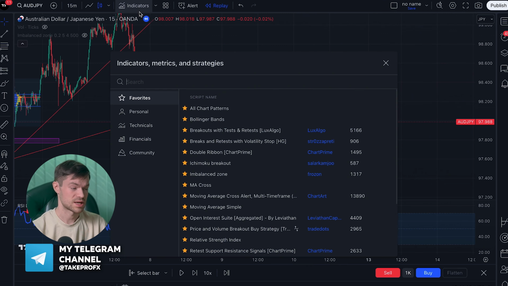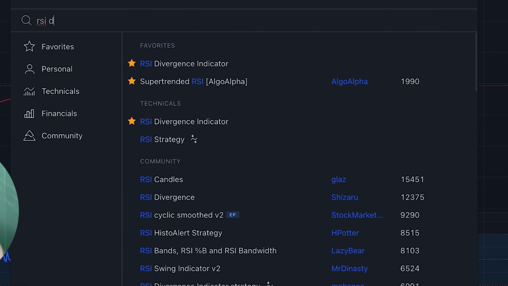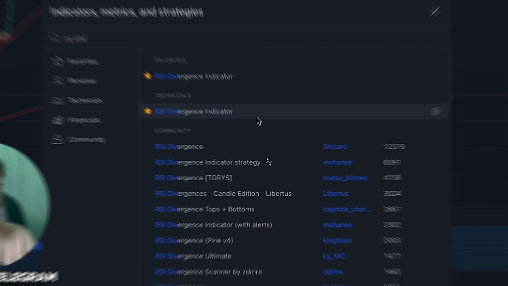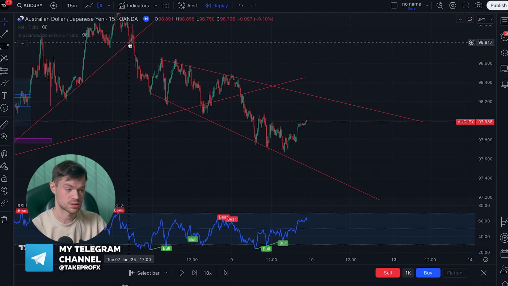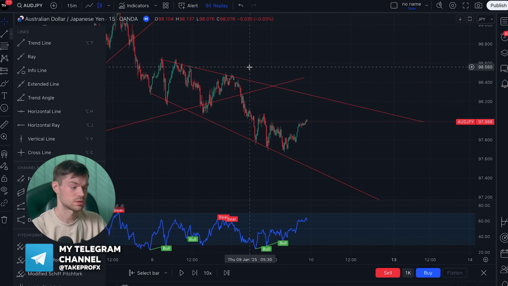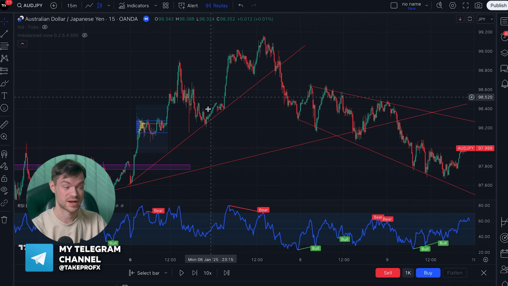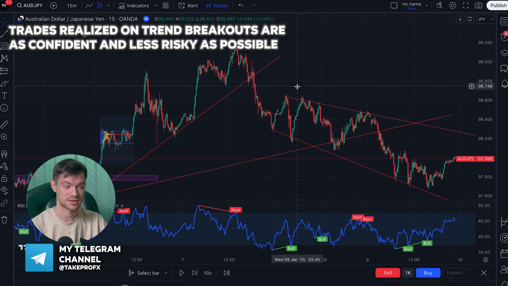Just go to the indicators panel and write here RSI Divergence. Here is a completely standard indicator from TradingView. I will also use the knowledge of technical analysis, and we are going to be drawing trend lines, because I really like to trade by trend breakouts, because those trades are as confident as possible and less risky.